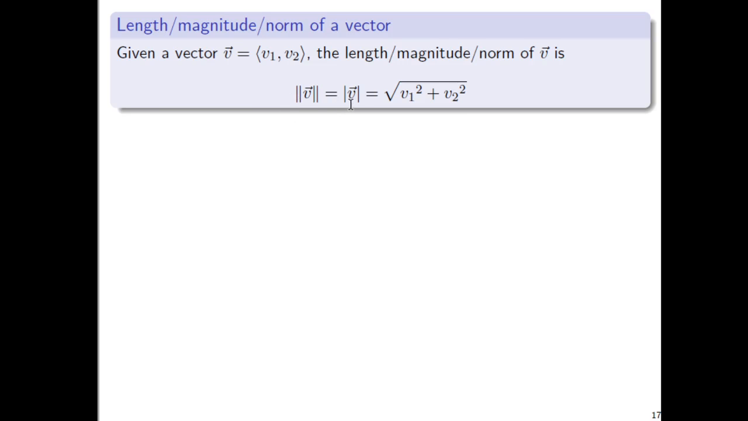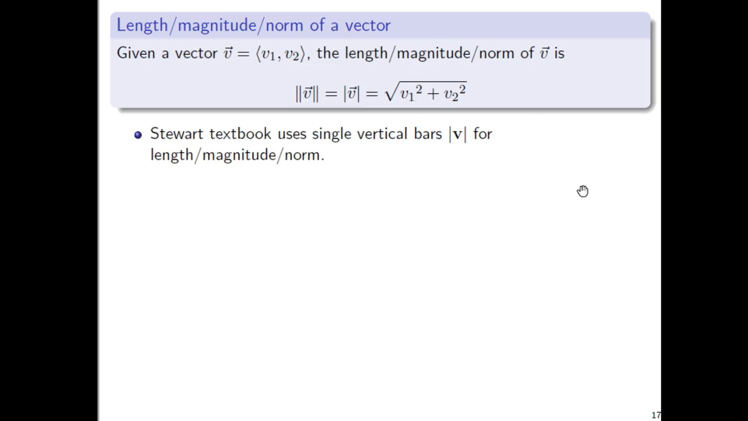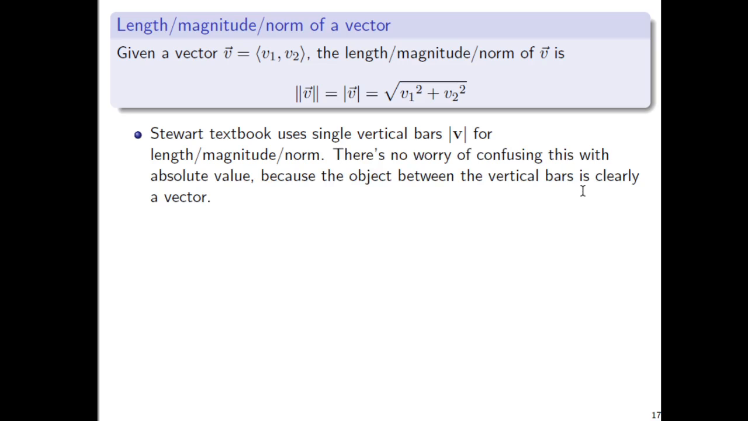You might look at this and say, oh, the single vertical bar, am I going to confuse that with absolute value? It'll never occur. As long as you keep in mind what you have is a vector, how could you confuse this with absolute value, right? Because absolute value is just for a real number. And then the formula for this is square root of the square of the first component plus the square of the second component.